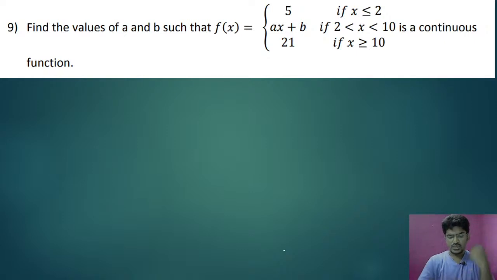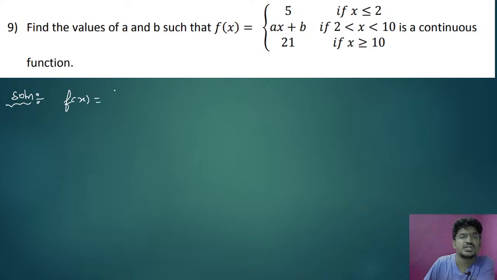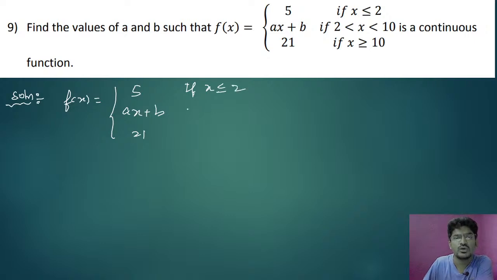Okay. So now we shall go for the 9th problem, that is, find the value of a and b if f of x is equal to 5 if x is lesser than or equal to 2, ax plus b if x is greater than 2 and lesser than 10, and 21 if x is greater than or equal to 10.